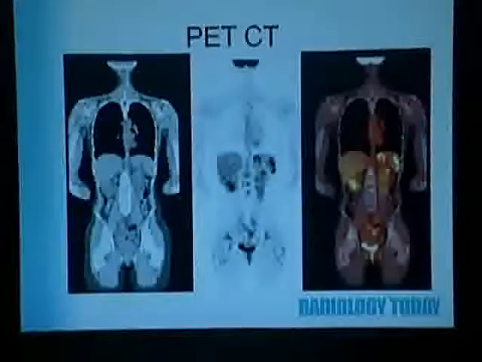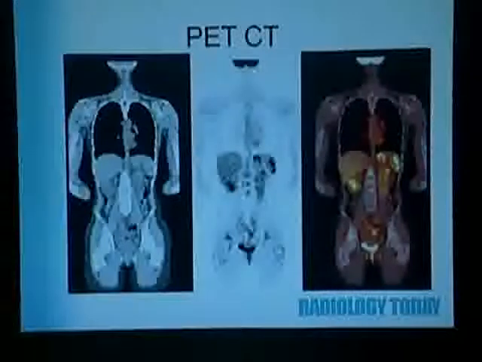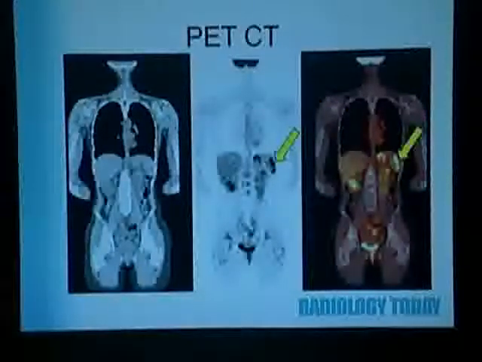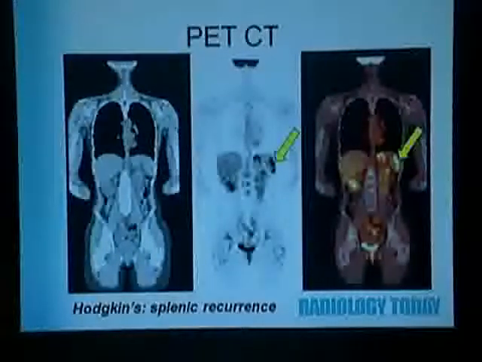But here's an example. From left to right, we have coronal CT images. In the middle, we have the attenuation corrected PET images. And on the right, we have fusion PET images. And as you can see, there are these areas of increased FDG uptake within the spleen. Now, you don't see anything on the CT images, and they're also apparent on the fusion images. So as we can see, this is recurrence of Hodgkin's disease in the spleen. And without the PET, it would have been very hard to pick this up.